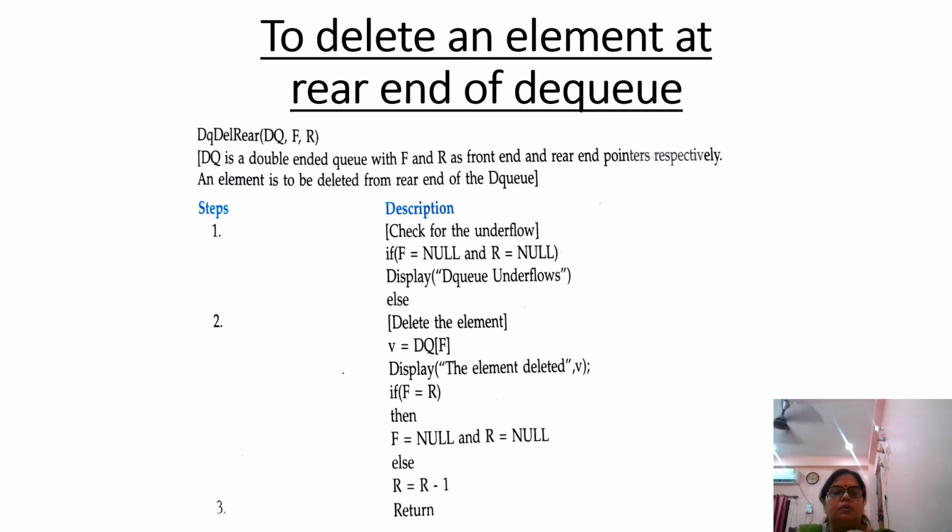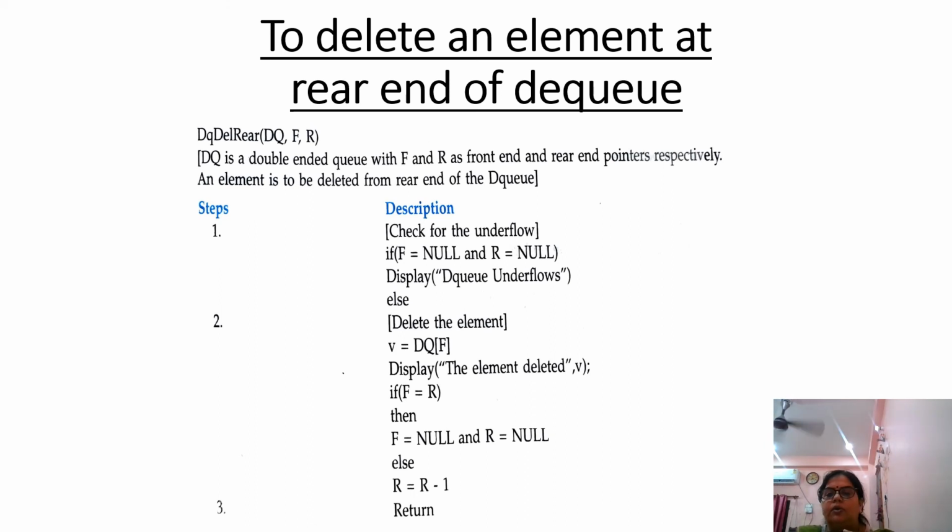Now how do we delete from the rear? See, from the rear end how the DQ element is deleted. An element to be deleted from the rear end of the DQ, the pointers are the same, it will work like that only. See the step here, when deletion is at the rear end, then R is equal to R minus 1. You just have to pay attention there and learn how the program has been processed.